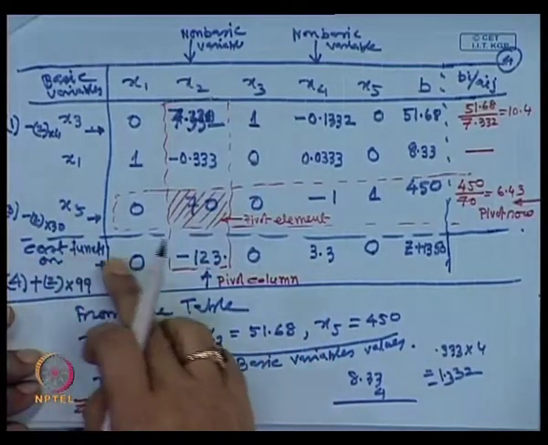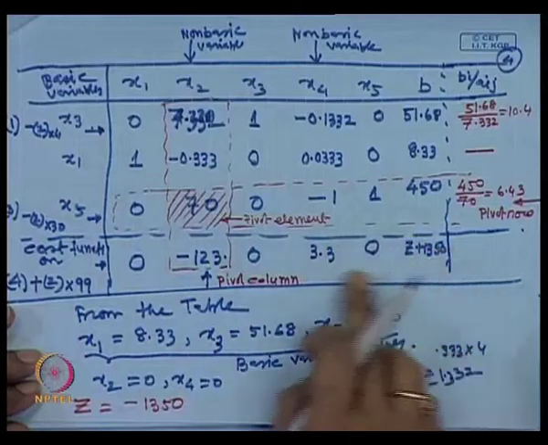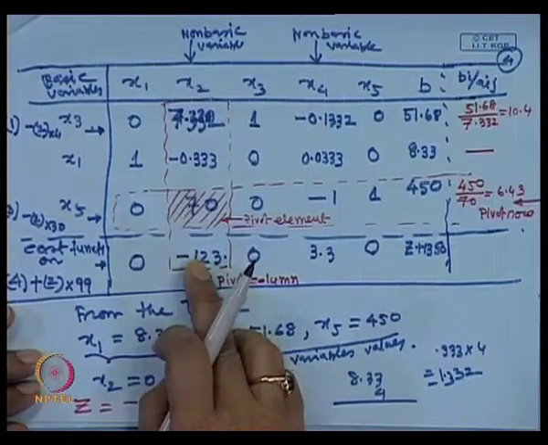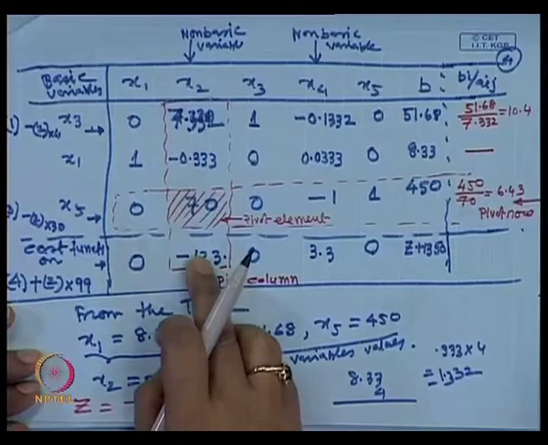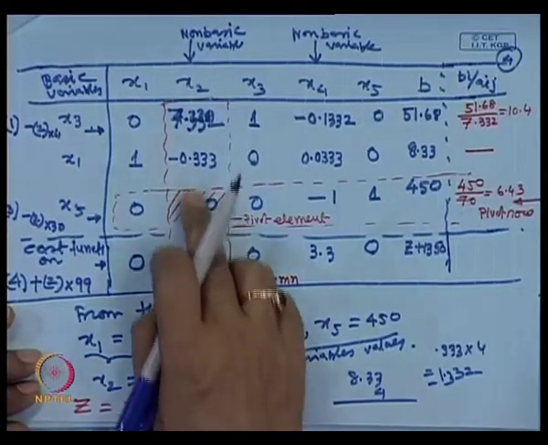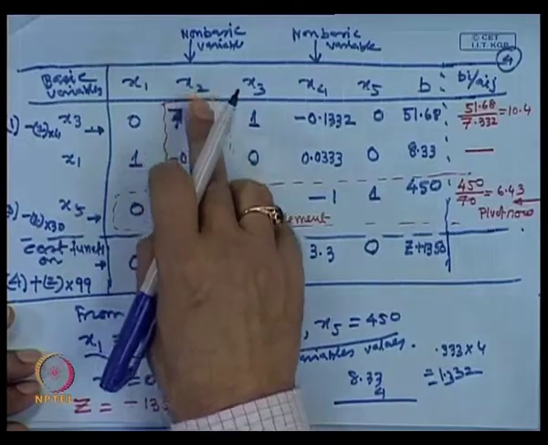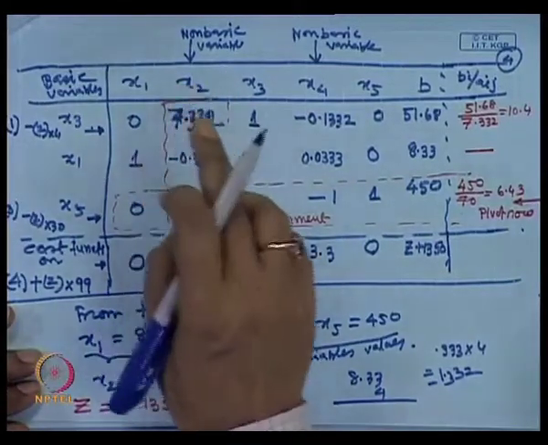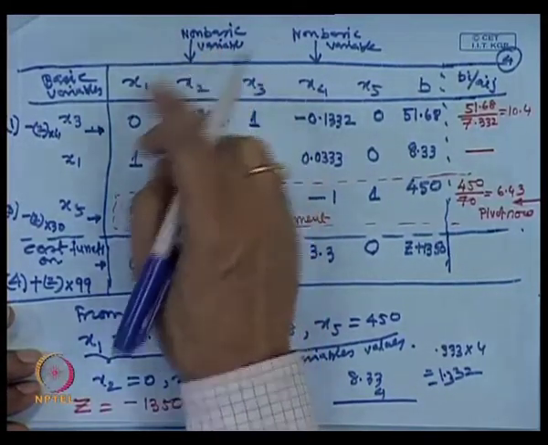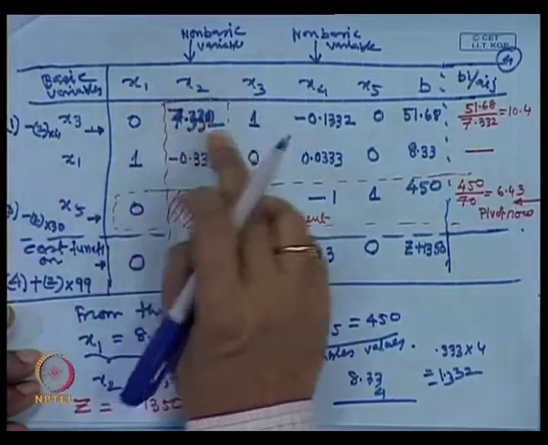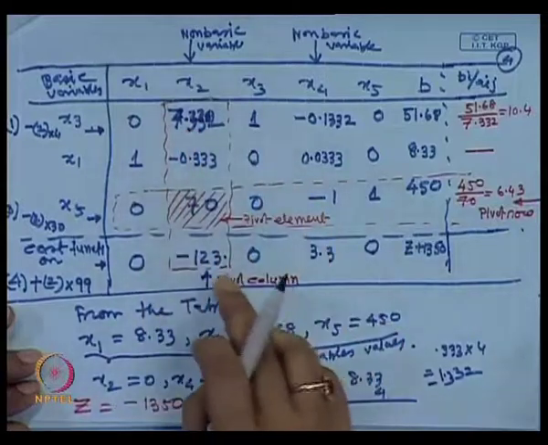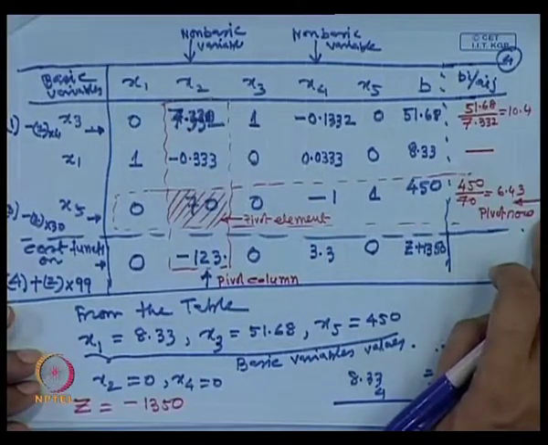First we will see the cost function coefficients. In the cost function coefficients, the most negative coefficient will be treated as the pivot column. So, the pivot column is selected. In other words, x 2 is our non-basic variable which will enter as a basic variable. That is why x 2 is called the entering basic variable. And how is the pivot row selected?